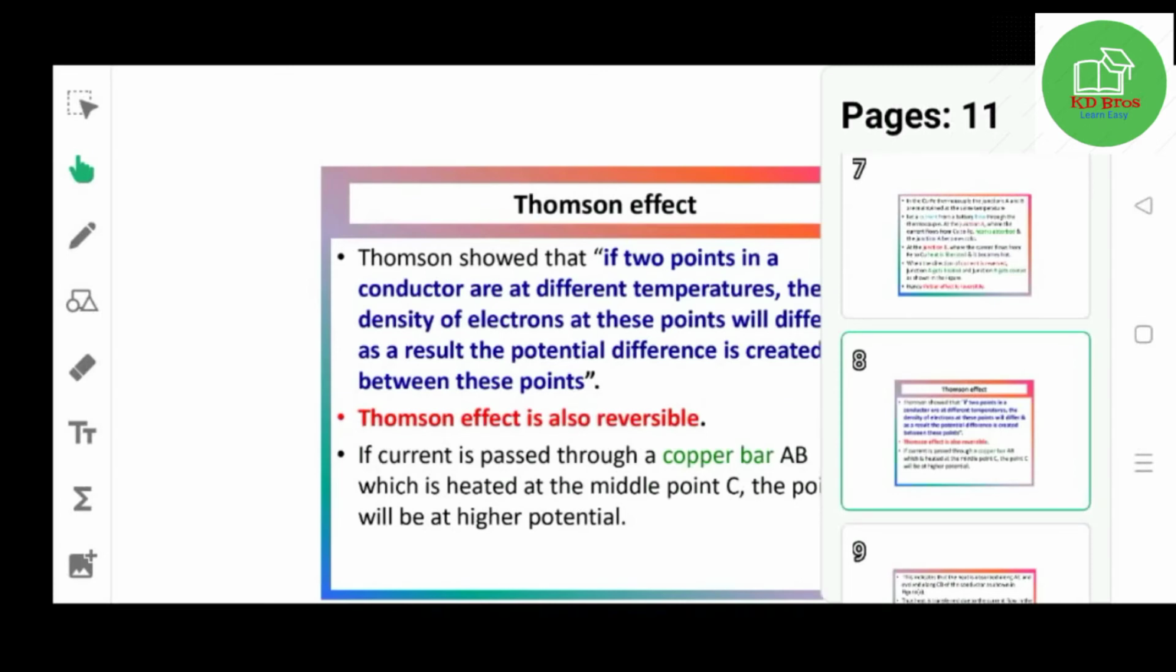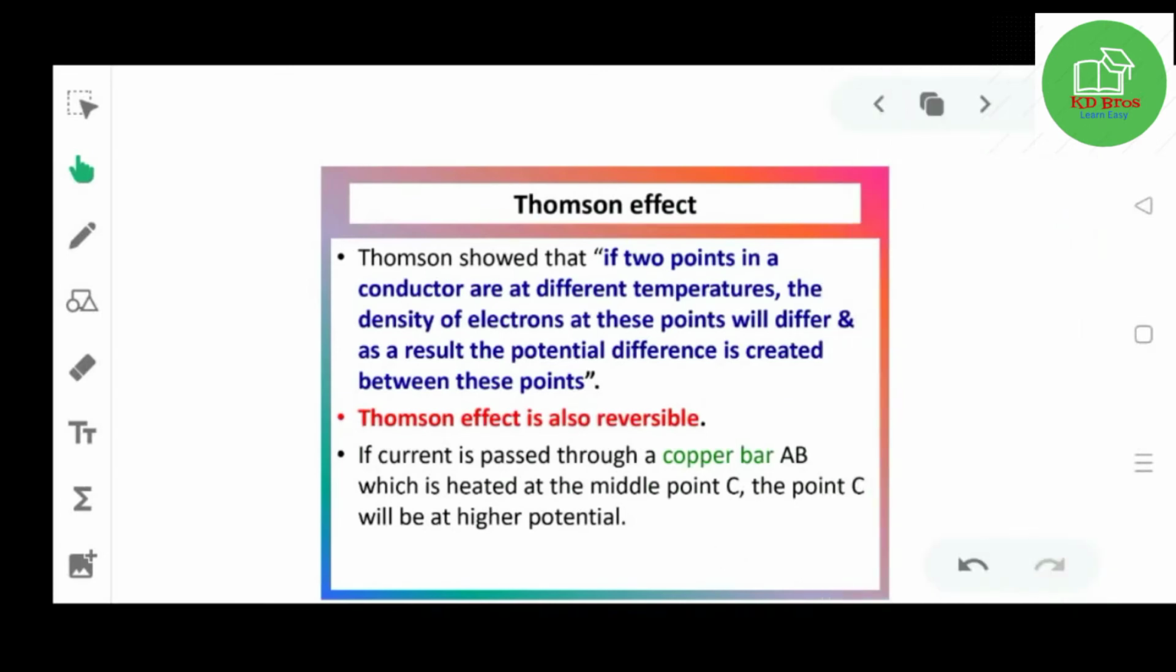Next, Thomson effect. Thomson showed that if two points in the conductor are at different temperatures, the density of electrons at these points will differ, and as a result the potential difference is created between these points. So this is nothing but the Thomson effect statement. So now we have to see, Thomson effect is also reversible.